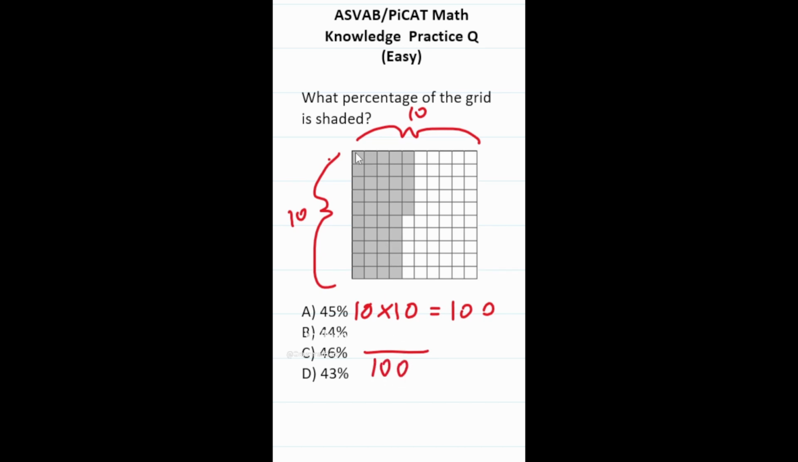How many are shaded? Well, there's 10 here. That's 20, 30, 40. 1, 2, 3, 4, 5. So 45 of the 100 squares are shaded.